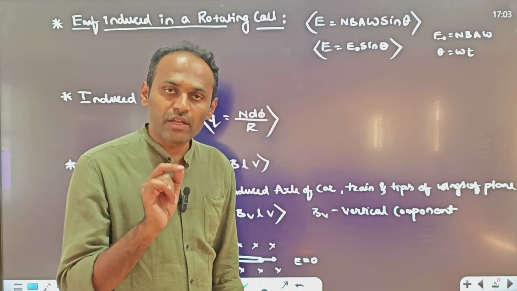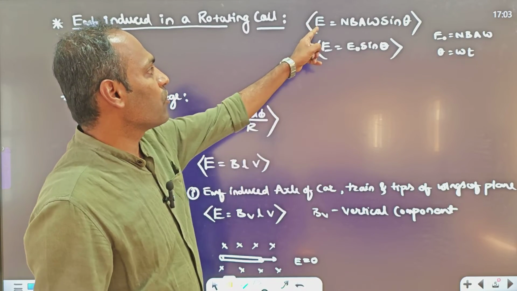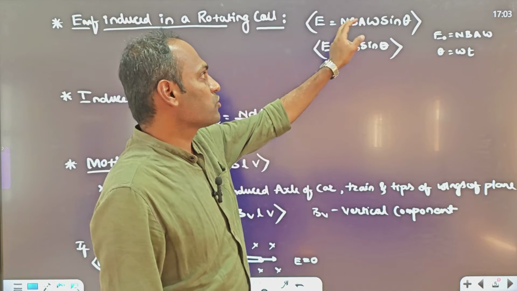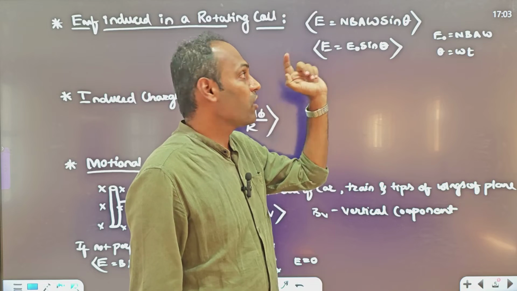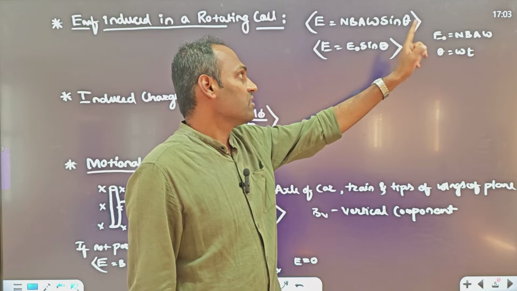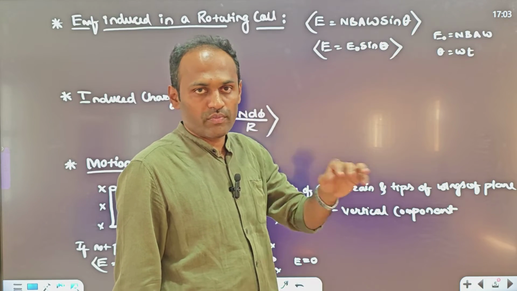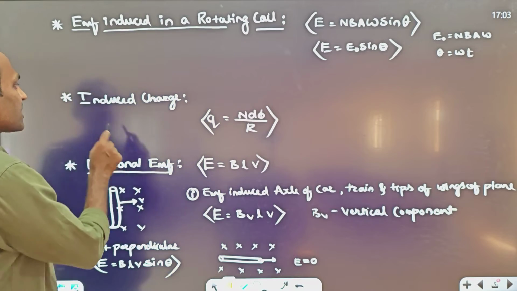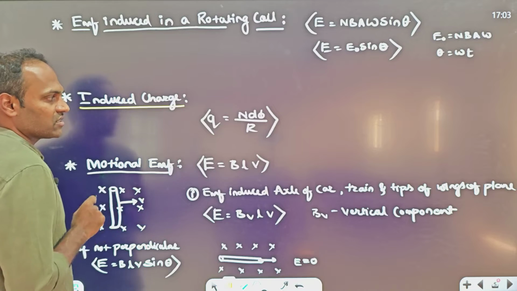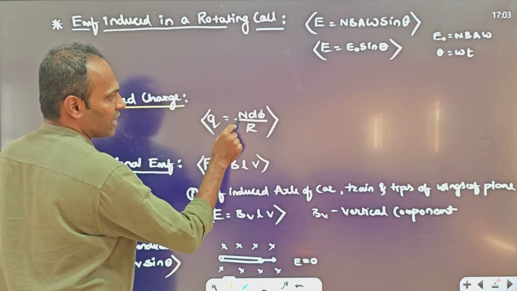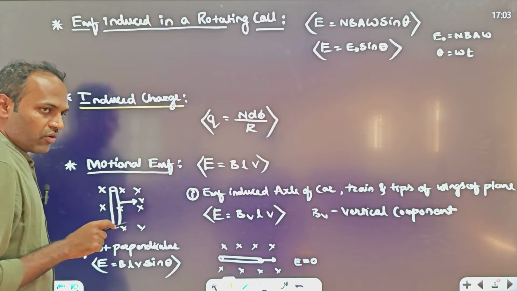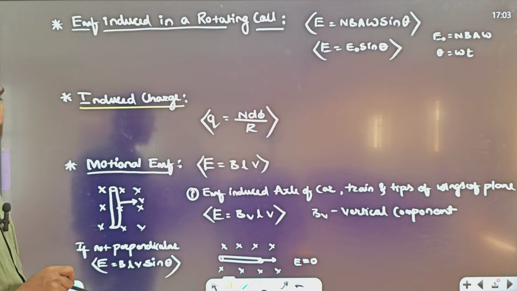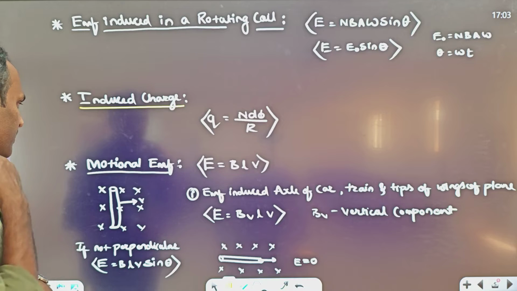So the EMF induced in the rotating coil is E equal to NBA omega sin theta, right? Or you can also write it as E naught sin theta. E naught means it is NBA omega. Theta means you can take it as omega t also, right? Omega t, theta. Next, induced charge. Induced charge Q is equal to N d phi by R. Number of turns into d phi, change in flux divided by resistance. It is independent of time, charge, right?